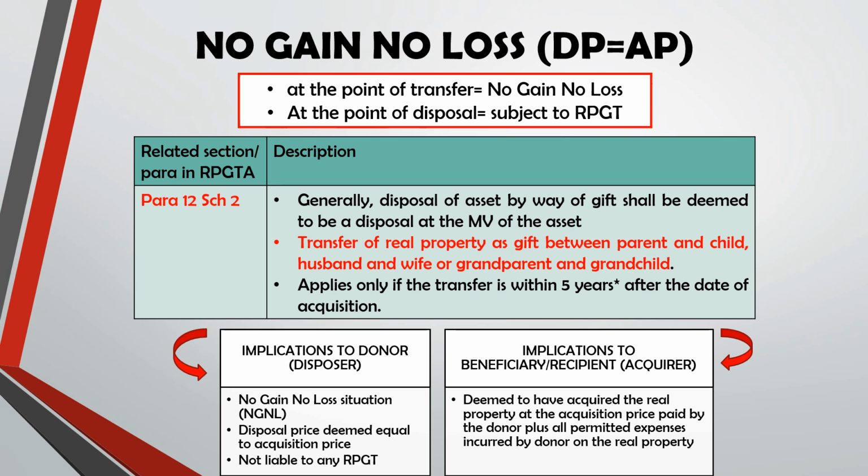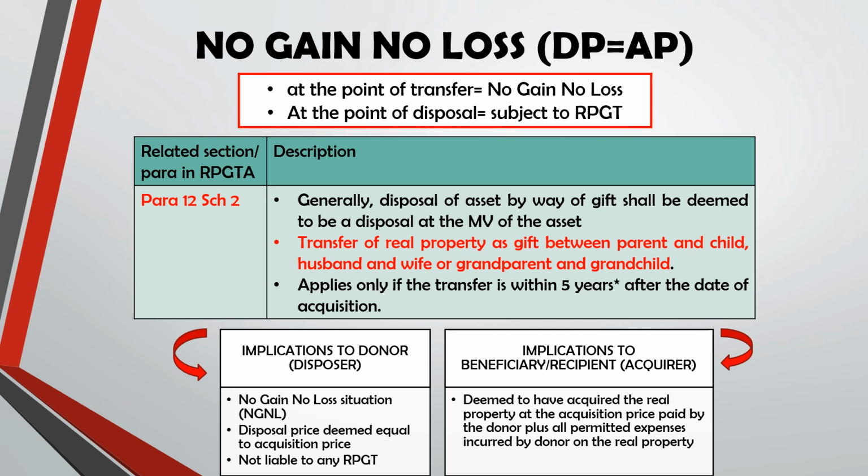At the point of transfer from A to B, no gain, no loss. Then B wants to dispose to C, that will be at the point of disposal, subject to RPGT. So at the point of transfer from A to B, no gain, no loss, which is beneficial to the taxpayer. At the point of disposal from B to C, it will be beneficial to the IRB or tax authority because it is subject to RPGT. So we have the first transaction, a gift transaction, according to paragraph 12, Schedule 2.